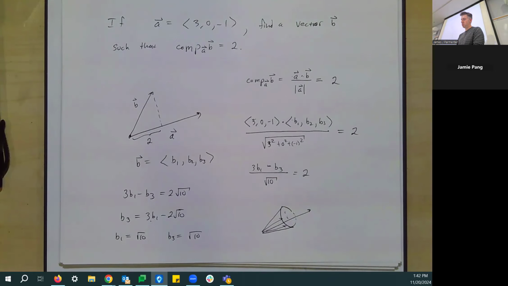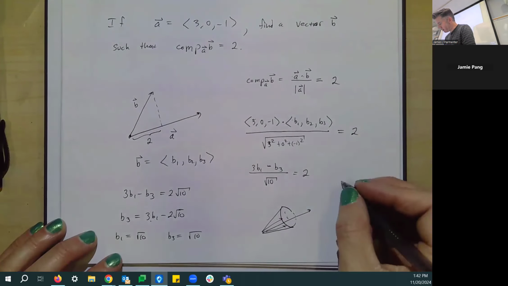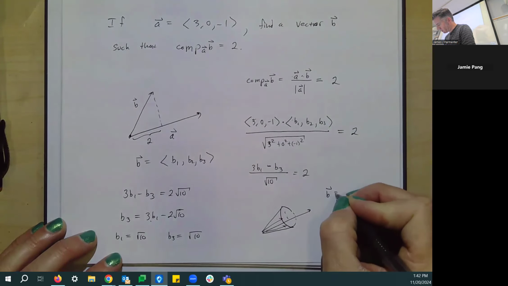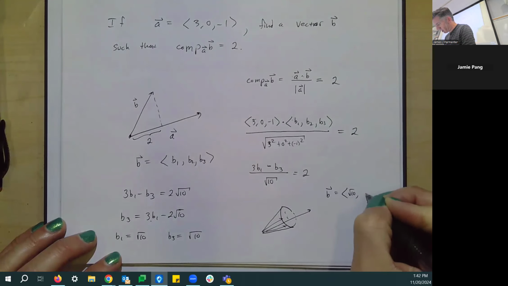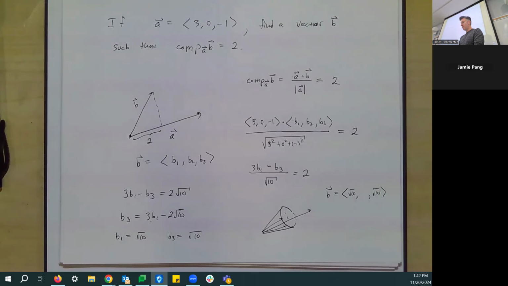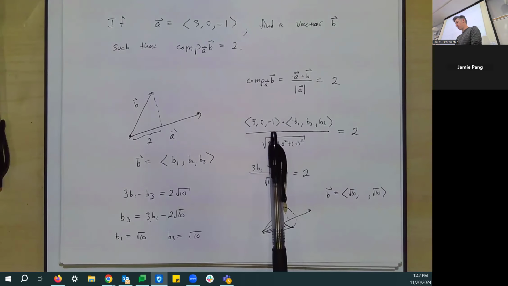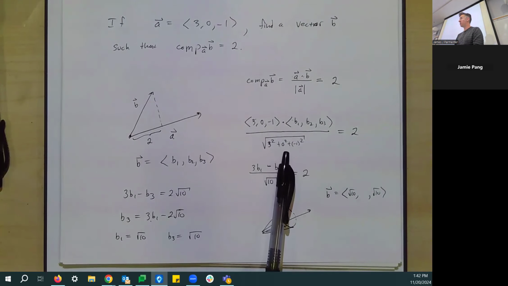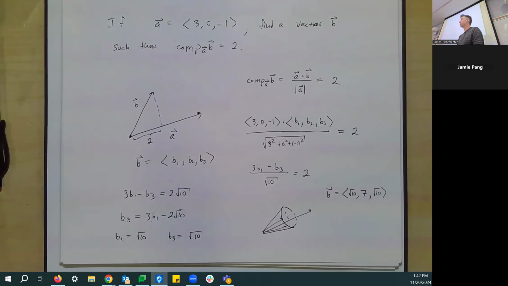Okay. What about B2? Let's check. Here's our vector, B equal to square root of 10, comma, something, comma, square root of 10. And if I calculate this up here, yeah, I'm going to get 3 root 10 minus root 10 over root 10, which is going to be 2. And it actually doesn't matter what the middle component is here. You can pick any number you like. I'm going to pick 7. Totally fine.